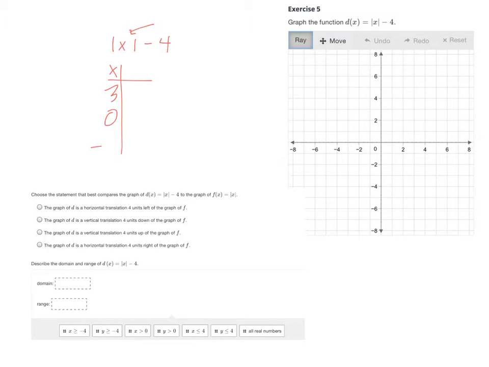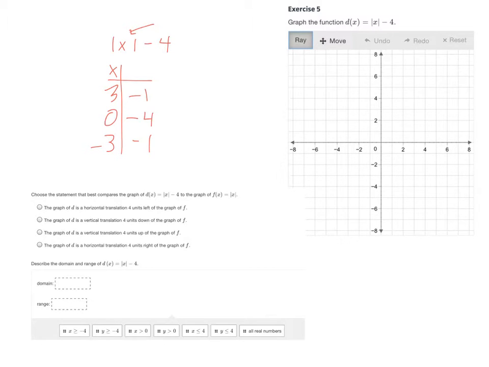So here are my inputs: 3, 0, negative 3. So the absolute value of 3 is 3. 3 minus 4 is negative 1. Absolute value of 0 is 0. 0 minus 4 is negative 4. And the absolute value of negative 3 is 3. 3 minus 4 is negative 1.